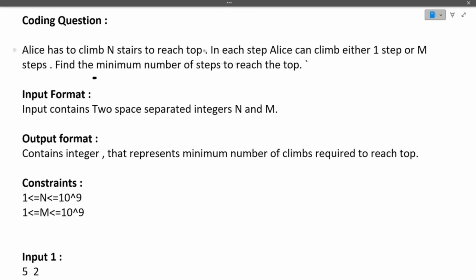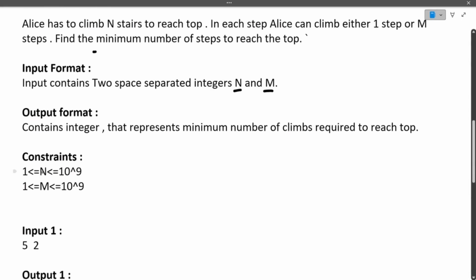Let's see the input format. Input contains two space-separated integers n and m. n is the total number of stairs and m is the integer value of how many steps at once Alice can climb. The output format is an integer that represents the minimum number of climbs required to reach the top, which we have to find.